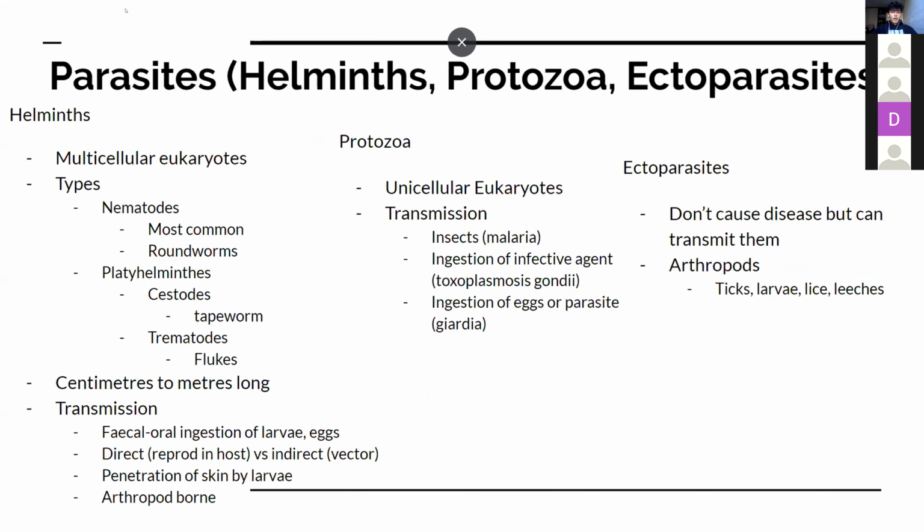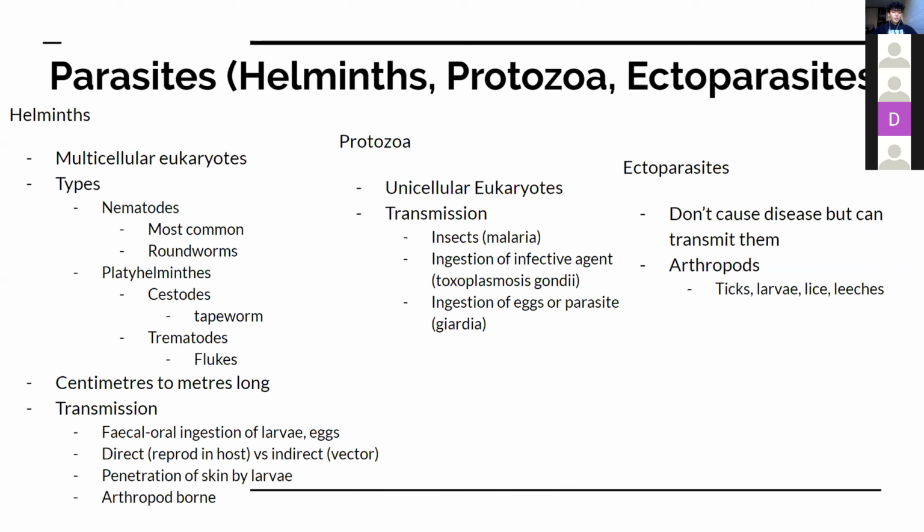Okay, quick note on parasites. These are your helminths, protozoa, and ectoparasites. Your helminths are multicellular eukaryotes. You've got three main types: nematodes, cestodes, and trematodes. Nematodes are most common, and those are roundworms. Cestodes are tapeworms, and trematodes are your flukes. They can range from a few centimeters to meters long.